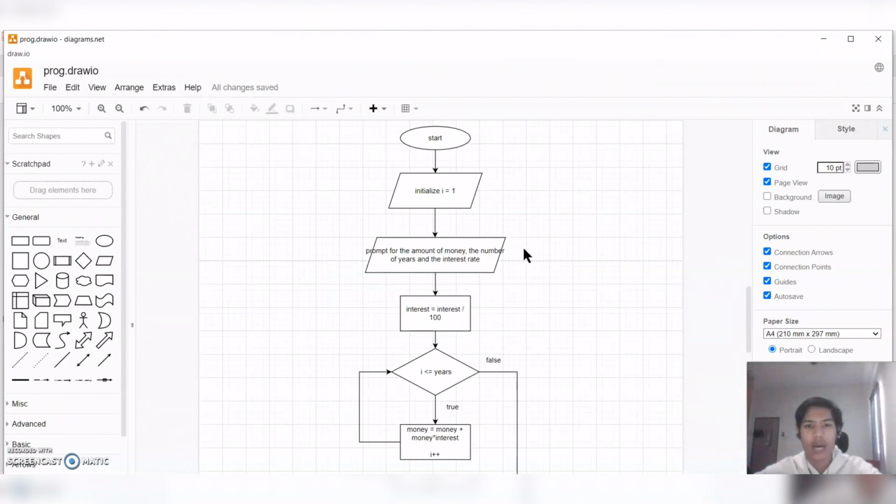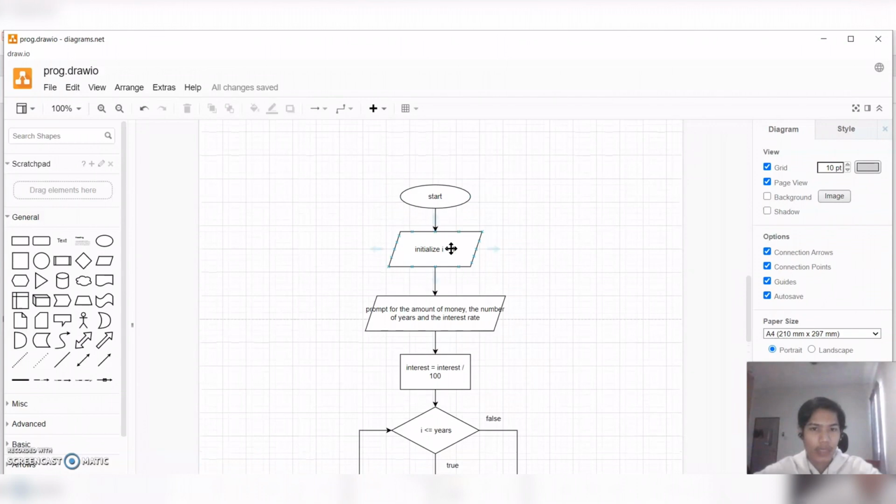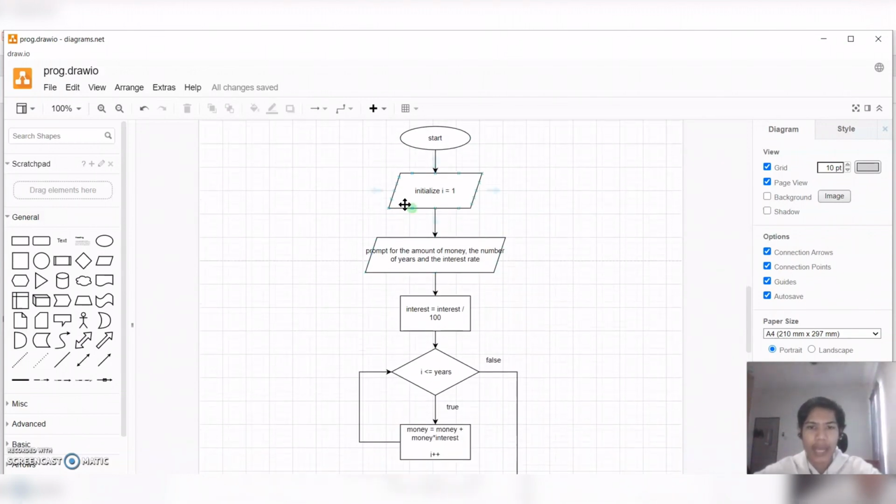So, this is our flowchart. First, we start and then we initialize our I that is equals to 1. This I will act as a counter. And then we prompt for the amount of money they want to invest, the number of years, and the interest rate. Our interest rate is in percentage, but it's not in number values yet. That is, it must be in decimal value.